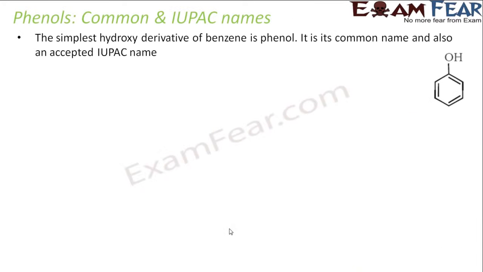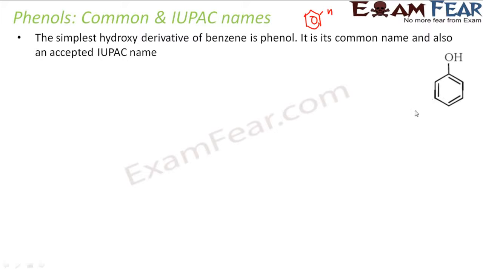Now we'll study the common and IUPAC names of phenols. The simplest hydroxy compound derived from benzene is phenol. You take a benzene, remove one H, and attach OH, and you get phenol. Please note, for this compound, both the common name and the IUPAC name are phenol.